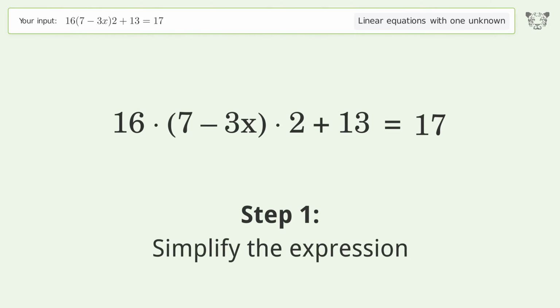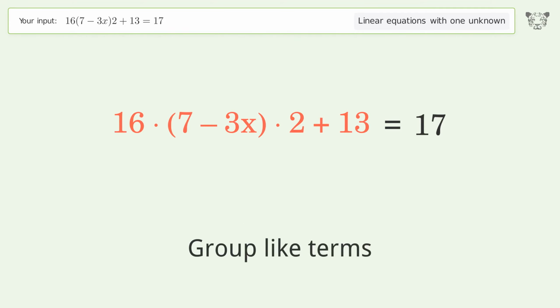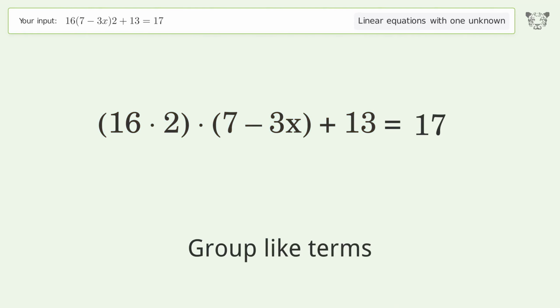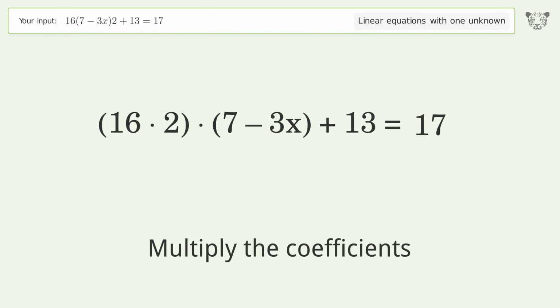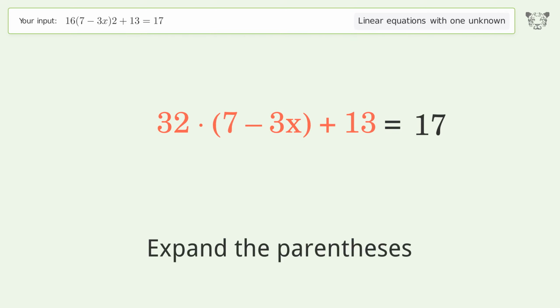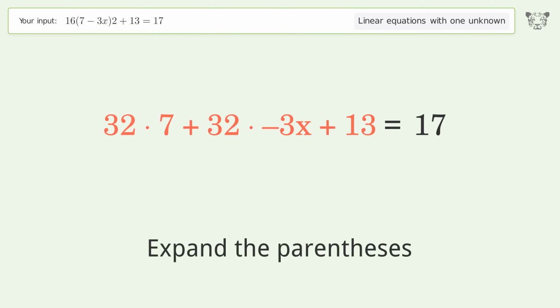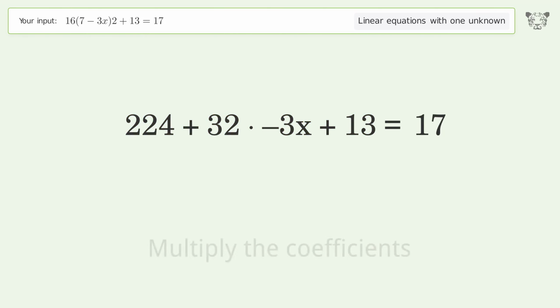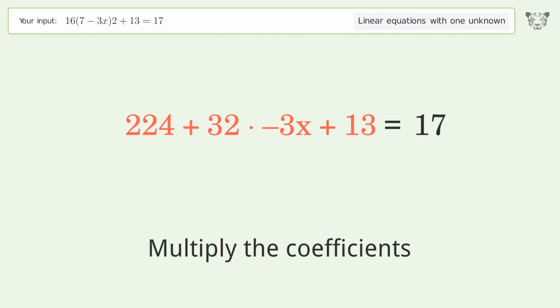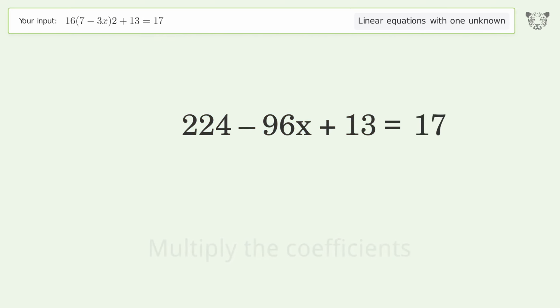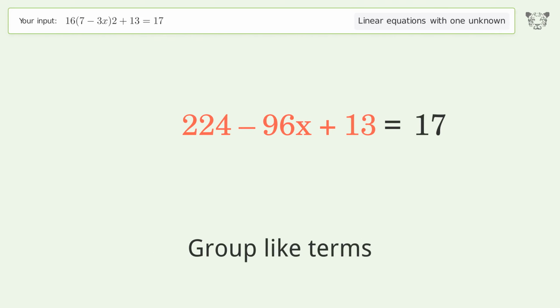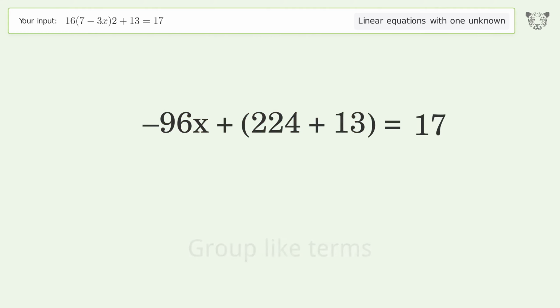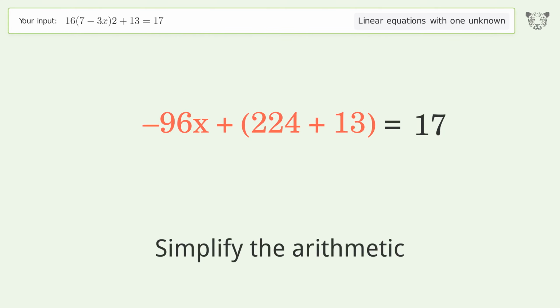Simplify the expression. Group like terms. Multiply the coefficients. Expand the parentheses. Simplify the arithmetic. Multiply the coefficients. Group like terms. Simplify the arithmetic.